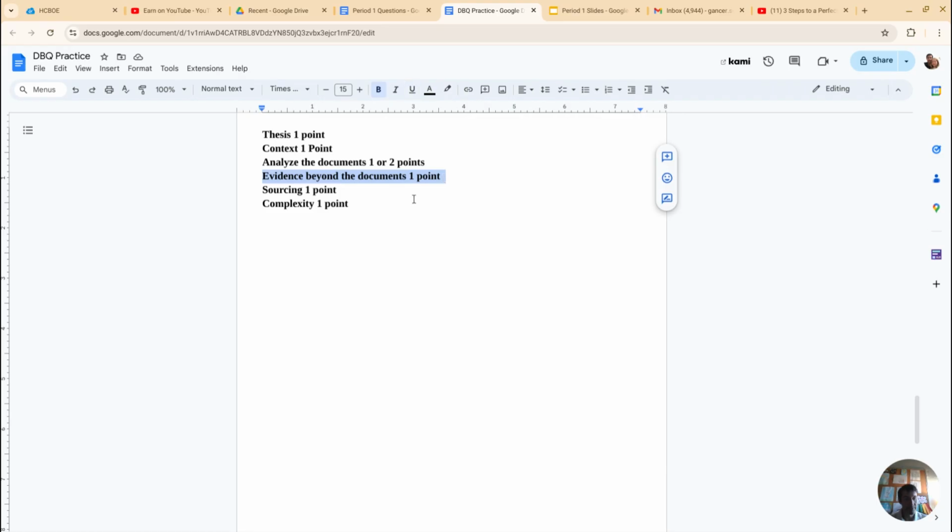Okay. Document sourcing. All right. So this one sounds complicated, but it's not. There's a couple of ways you can get this point, and there's different historical skills that you can use to source documents. Basically, you're going to take at least 3 documents, and you can talk about the document's point of view, its purpose, its audience, its historical situation, and of course, connect it back to the prompt.